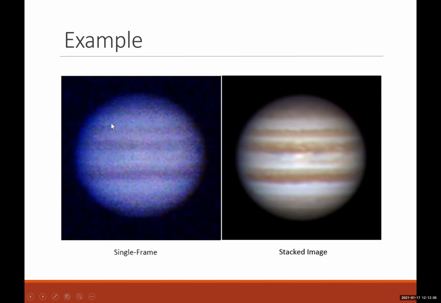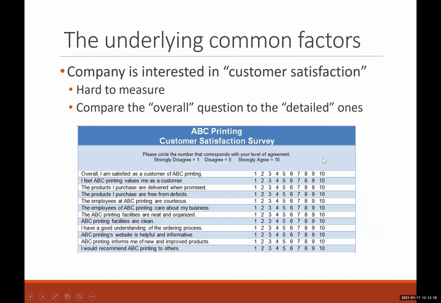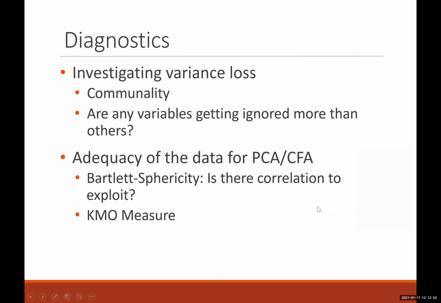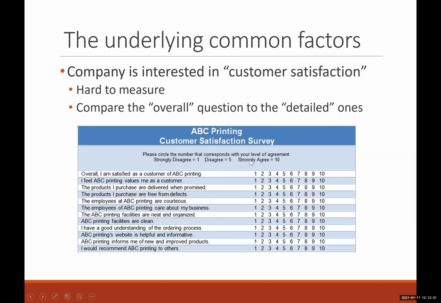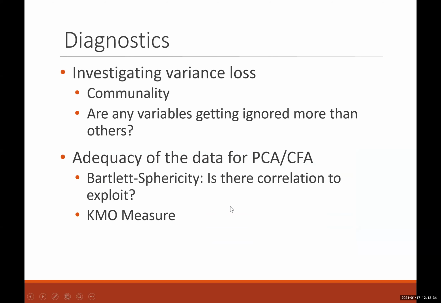So just looking at this again, if I ask a single question, it might not give me a full understanding compared to if I come to this concept from several different questions, I'll get a fuller picture or understanding of what's going on. So this is yet again the customer satisfaction. And as a concept, it can be hard to measure customer satisfaction, and that's why we're asking it from a wide variety of different questions here. So in terms of diagnostics, we want to look at variance loss, and if this is even a good data set to do principal component analysis or factor analysis.